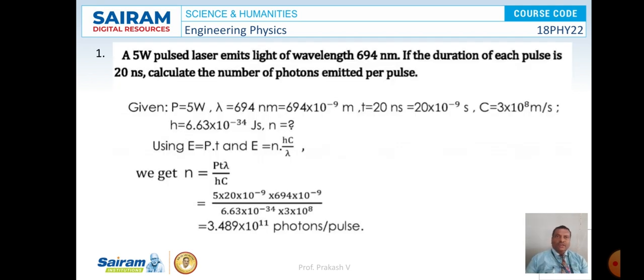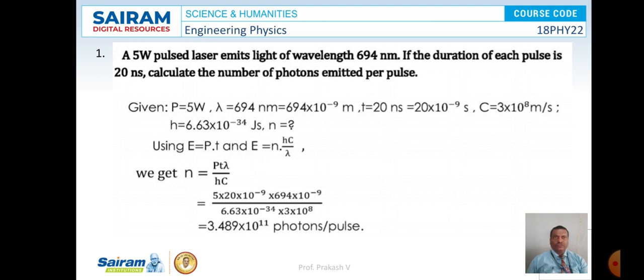And let us look at a problem. A 5 watt pulsed laser emits light of wavelength 694 nanometer. If the duration of each pulse is 20 nanoseconds, calculate the number of photons emitted per pulse. Here the value of P is 5 watts, lambda is 694 nanometer, and time duration is 20 nanoseconds, and velocity of light is 3 into 10 to the power of 8 meter per second, and Planck's constant is 6.63 into 10 to the power of minus 34 joule second.